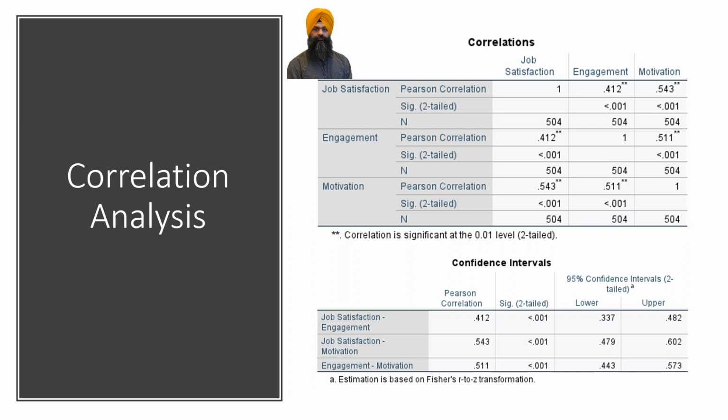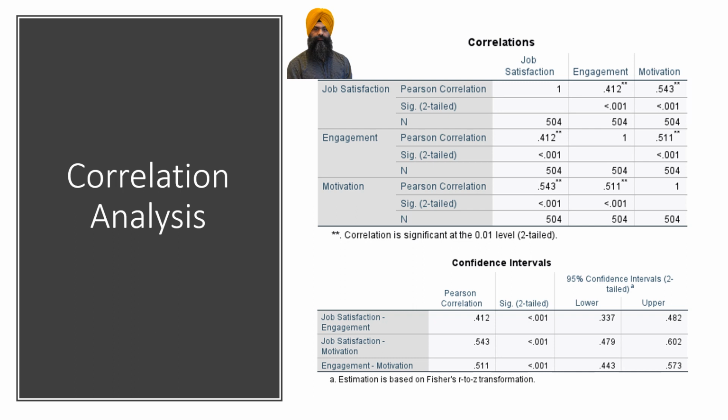Using a significance level of 0.01 commonly used in correlation analysis, I conducted Pearson correlation test between the variables. The results indicate a significant positive correlation between job satisfaction and engagement of 0.412 and p-value is less than 0.001. Job satisfaction and motivation is 0.543 and p-value is less than 0.001. And engagement and motivation is 0.511 and p-value is less than 0.001.